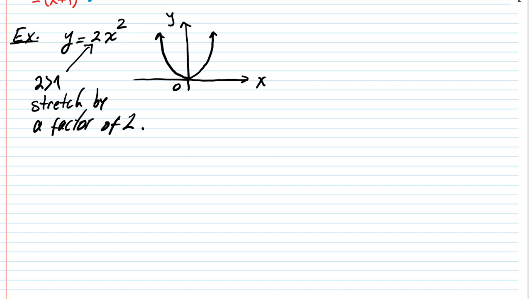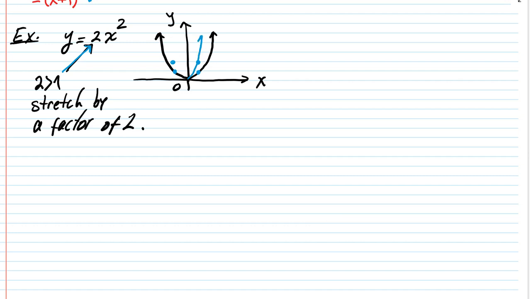Now, it's kind of hard to show a stretch by a factor of 2 on my graphs, but here's how I can justify it. Suppose I have this blue dot, this point on the graph. The height, or ordinate, of this point is going to be twice, because we're stretching it. So a point that's here is going to go up here now, twice the height.